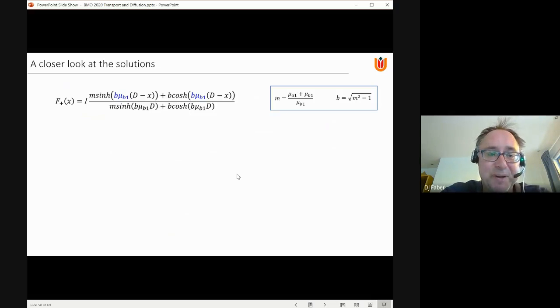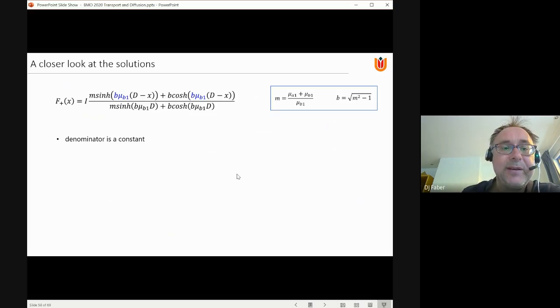So let's take a closer look at these solutions. Let's take f plus, for example. In terms of the help variables, we have as an argument in these expressions the product of b times mu b. That is something that depends on the optical properties. So the optical properties go there. D and x are geometrical variables. What you can also see is that the denominator of this expression is a constant because there is no x in there. So that is just a scaling.